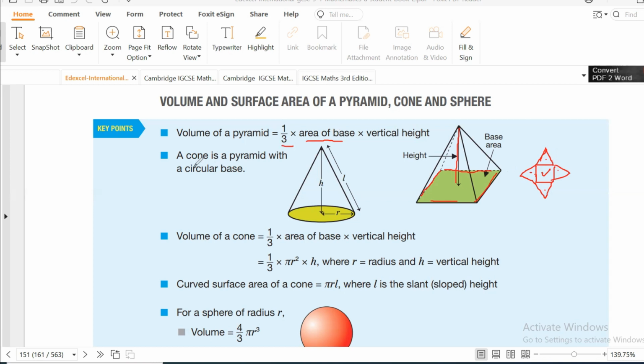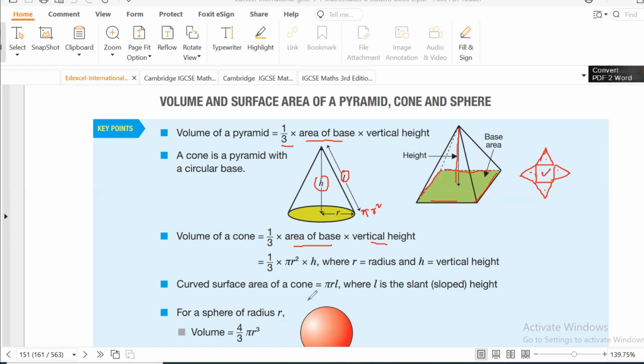Here we have a cone, which is a pyramid with a circular base. So volume of cone is 1 over 3 area of base. Area of base is circular, so circular base area is always pi r squared. And this L represents slant height, but we need vertical height, which is H. So base area multiplied by vertical height, that is the volume of cone, or you can write 1 over 3 pi r squared H.